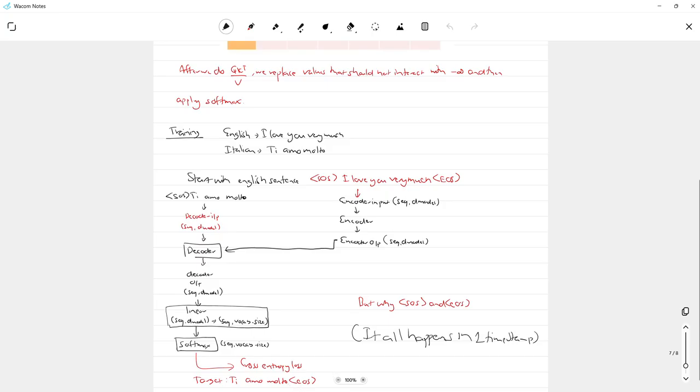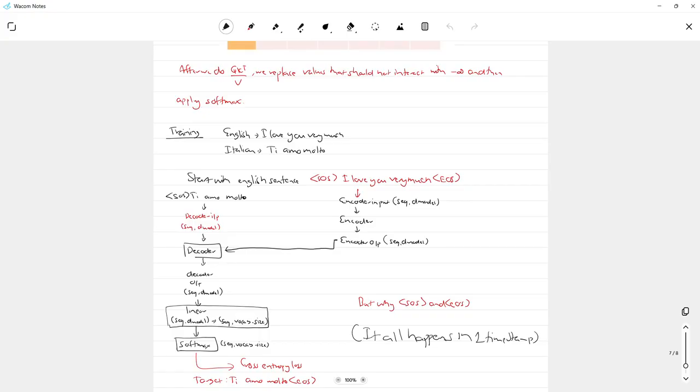The goal is to teach the model to predict the word ti given the start of sequence token, then predict amo given start of sequence and the word ti, and so on, giving the full Italian sentence.